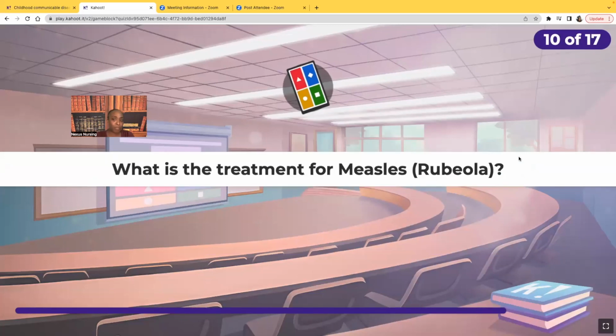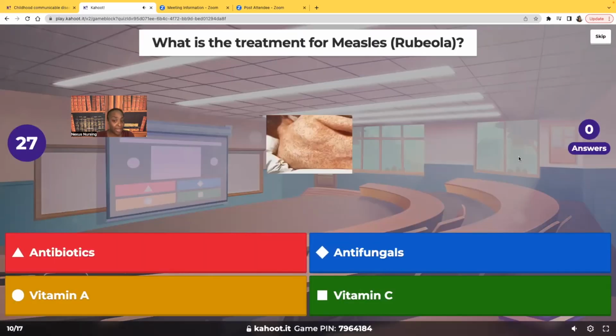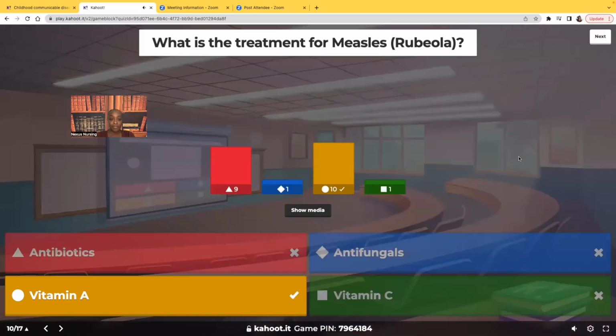What's the treatment for measles, rubeola? Is it antibiotics, antifungals, vitamin A, or vitamin C? Vitamin A. That's the treatment.